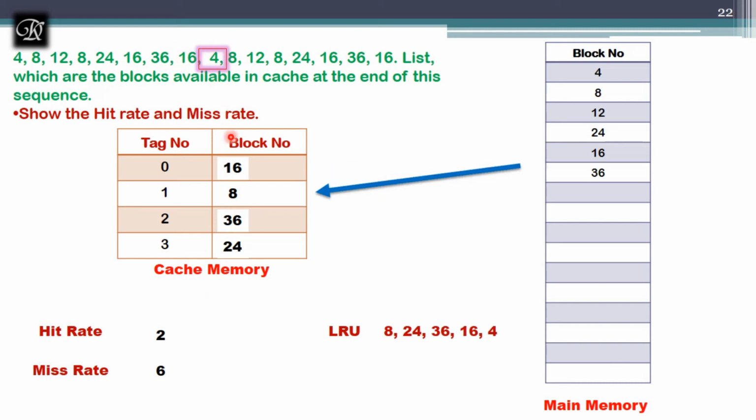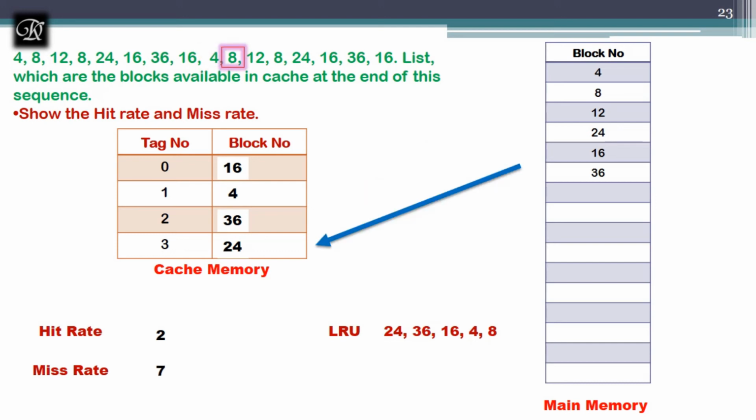Next request is 4, and there is no space in the cache, so I have to find a space and apply the replacement algorithm LRU. LRU is going to tell that 8 can be replaced. So 8 is replaced with 4, and now 4 was not available in the cache, so miss is increased by 1. Next, take up 8. Again 8 is not available in the cache, so I have to replace using the replacement algorithm. The replacement algorithm suggests 24 is the least recently used. So I have to replace 24 by 8 and increase the miss count by 1.